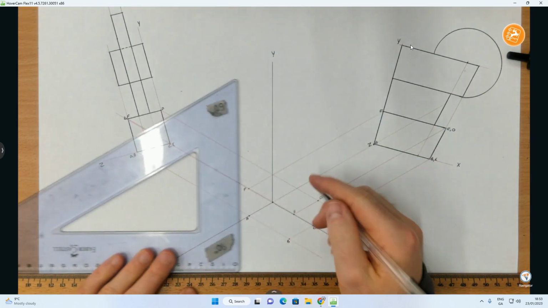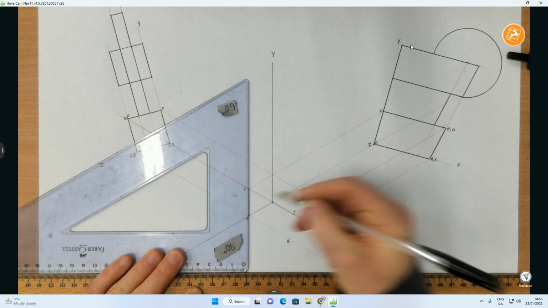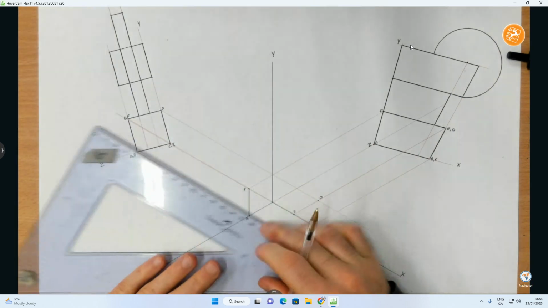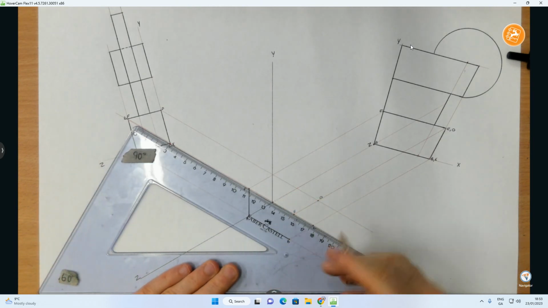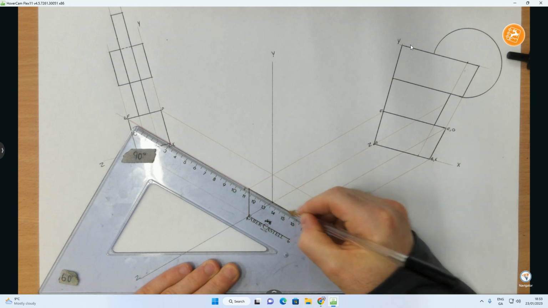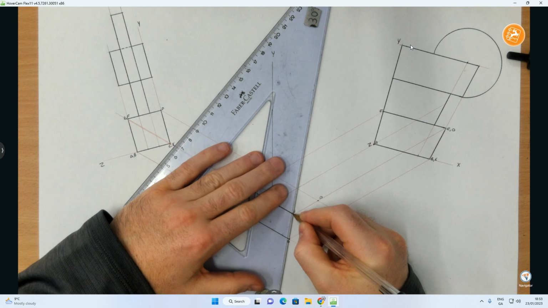So, A connects to F in a vertical line. They should meet vertically, and they do. B connects to A. F connects to E. B connects to E. So that's kind of a slanted line.